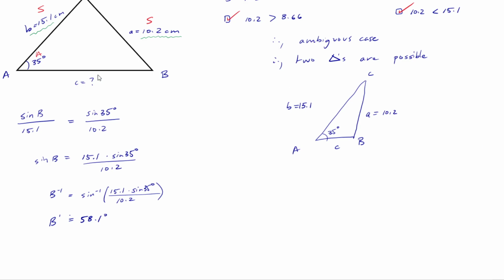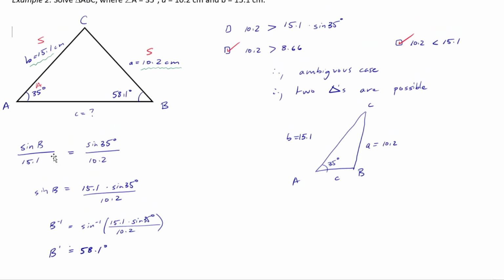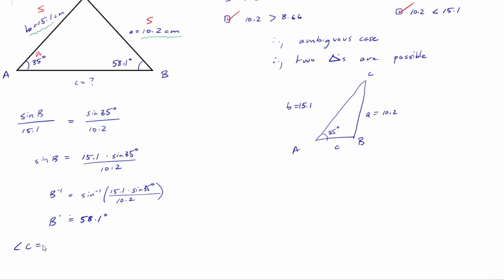As you can see here, I use the sine law, which says that sine B over side B is equal to sine 35 over 10.2. I multiplied both sides by 15.1 to eliminate the 15.1 in the denominator. Then I took the inverse sine of both sides to eliminate the sine, and I arrived that angle B is equal to 58.1 degrees. So that allows me to solve for angle C using the interior angles of a triangle.